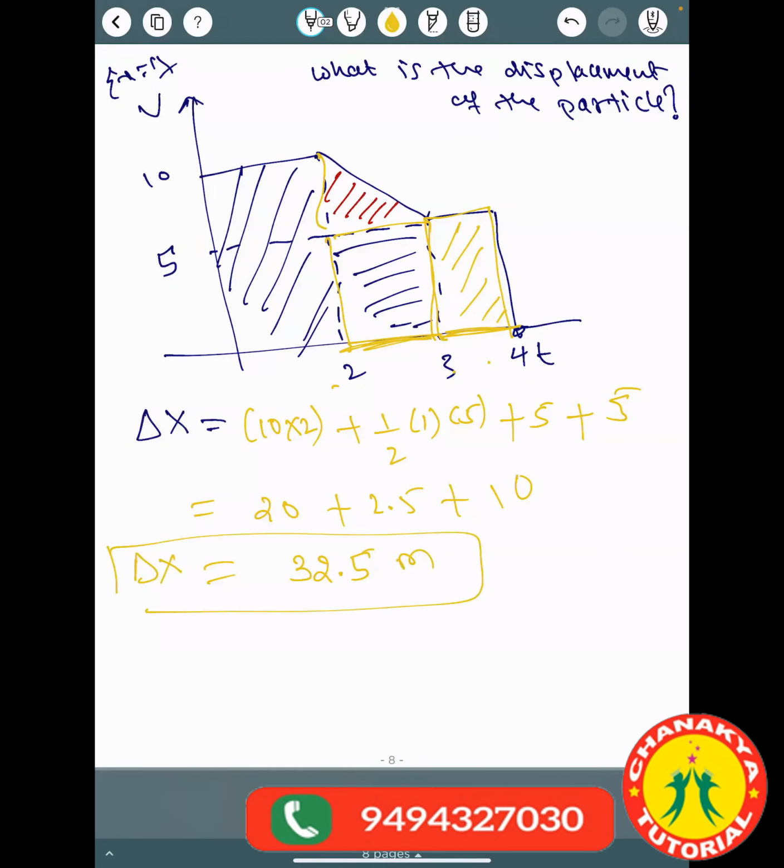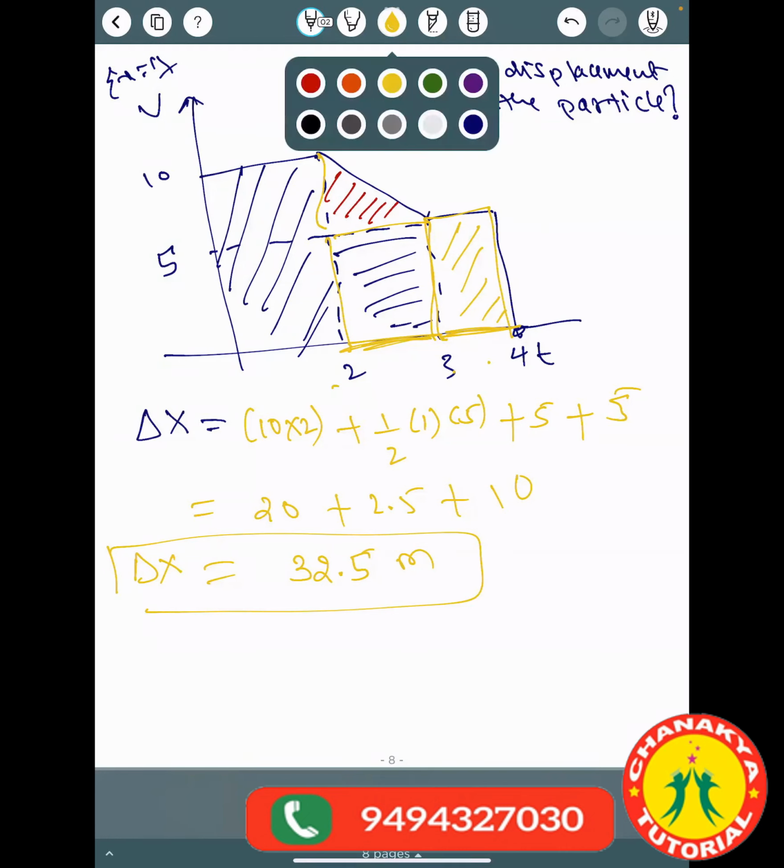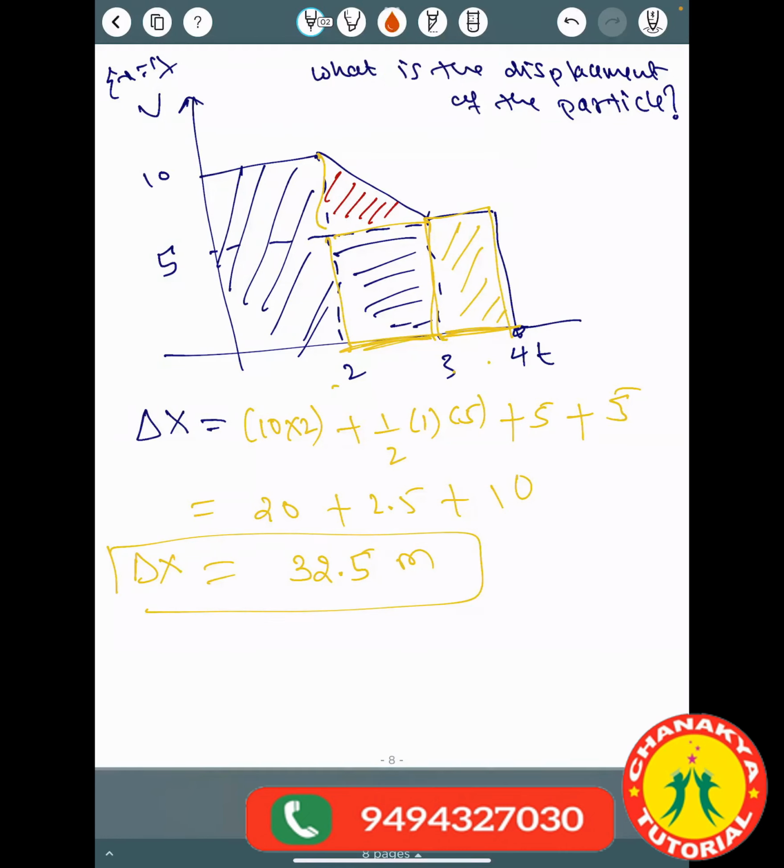Any doubt? No, sir. Because we know that v is equal to dx by dt, dx is equal to v dt. Whichever comes in product, that will give you the displacement, or area under the vt graph. Integration means what? It is the area under the graph. You studied in class 12th, right?